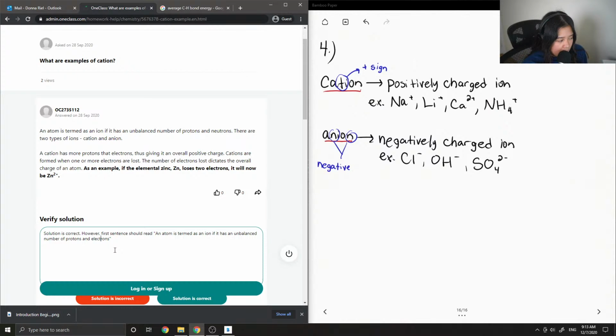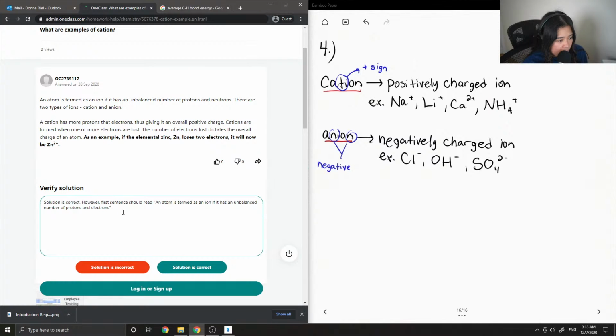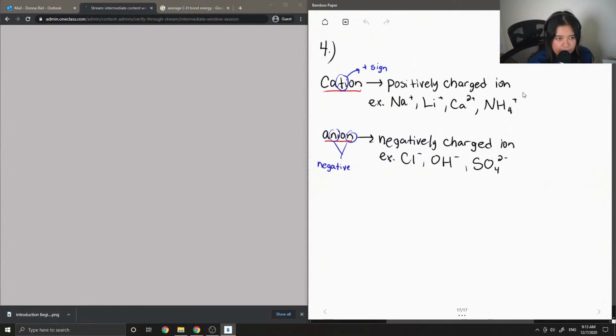I think they meant to say unbalanced number of protons and electrons. But I'll still say the solution is correct.